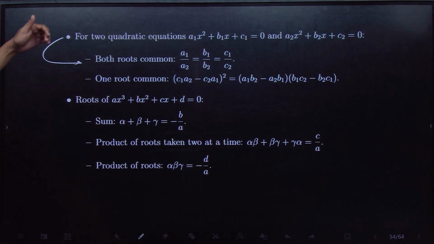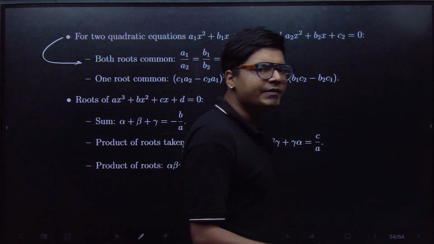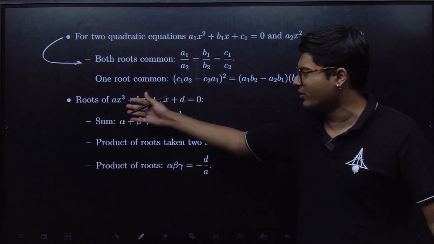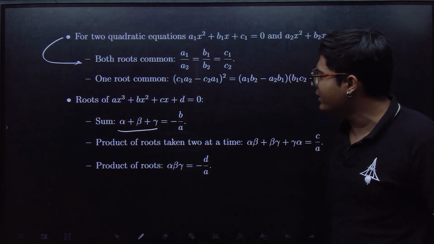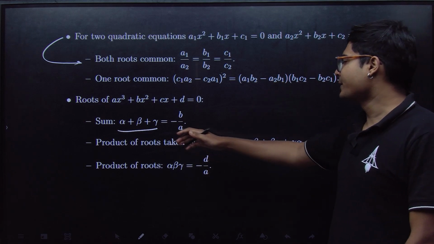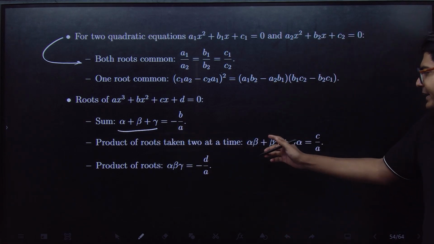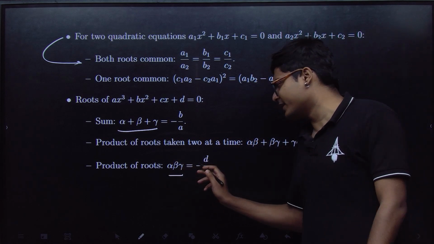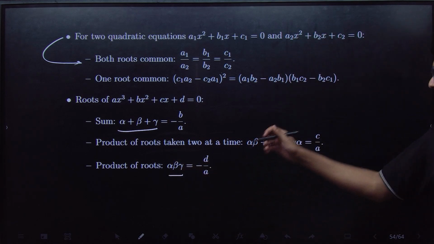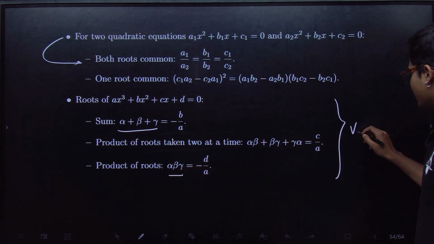Now you can extend this idea of the relation between roots and coefficients to higher order polynomials as well. If you have a degree 3 polynomial, then the sum of the roots is minus b by a, and the sum of the products of the roots taken 2 at a time, which is alpha beta plus beta gamma plus gamma alpha, is going to be c by a, and the product of the roots alpha beta gamma is nothing but minus d by a. These relations are known as Vieta's theorem, right?